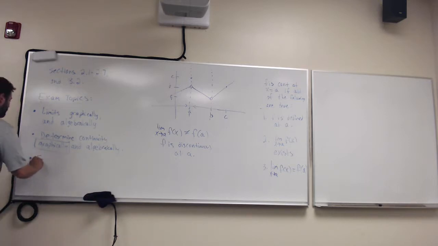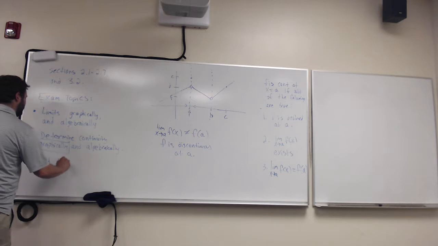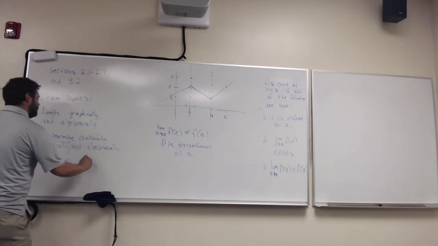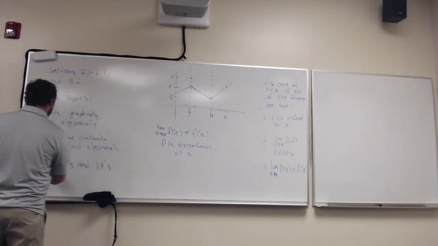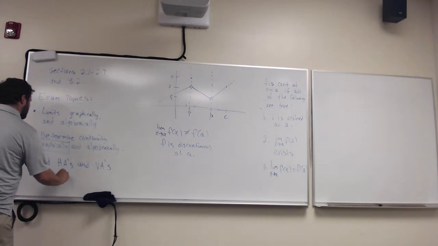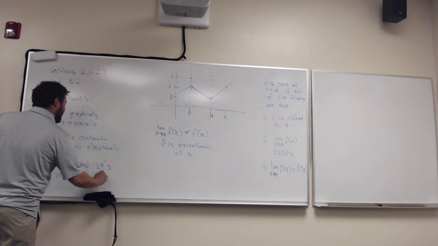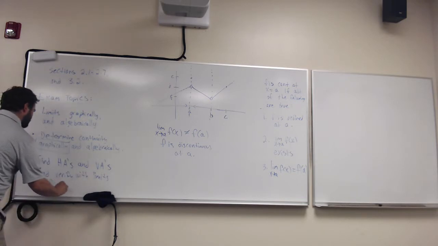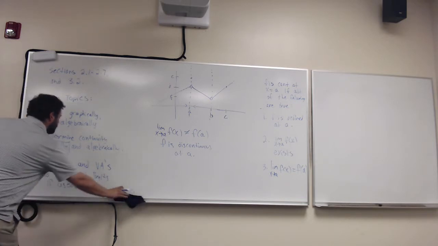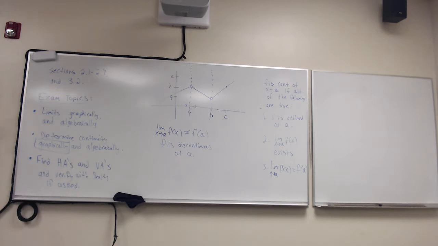How about you should be able to find horizontal asymptotes and vertical asymptotes and verify with limits if asked. So does anybody want to see what I mean by that? Okay. Because to find the horizontal and vertical asymptotes, you can just use algebra and look at the function. Okay, but I might ask you to verify with a limit.